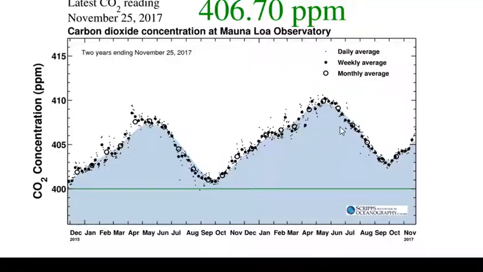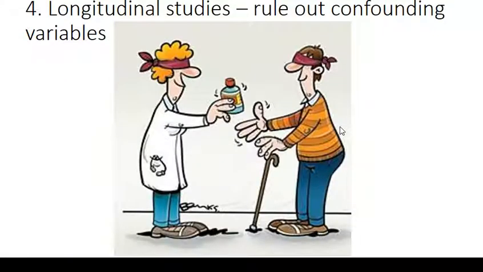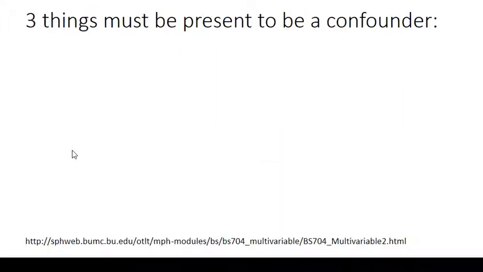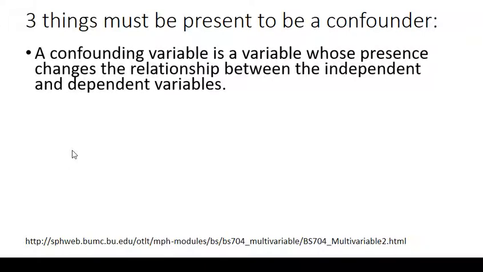So, okay, longitudinal studies, also called cohort studies. The nice thing about these is that they can help us rule out a confounding variable. And let me discuss what a confounding variable is. A few things must be present to be a confounder. I think I actually should have 4 here, but okay. A confounding variable is a variable whose presence changes the relationship between the independent and dependent variables.